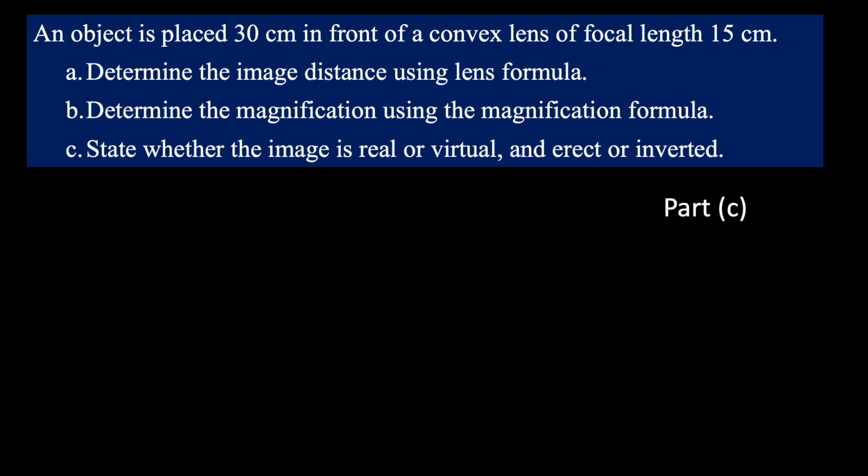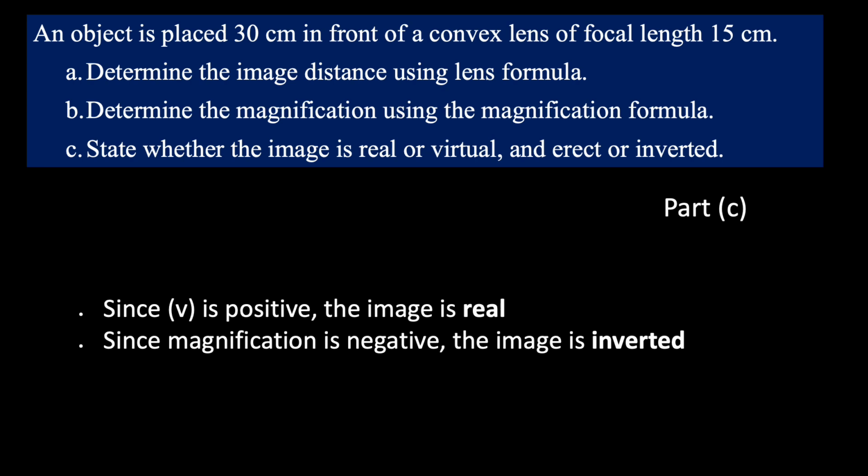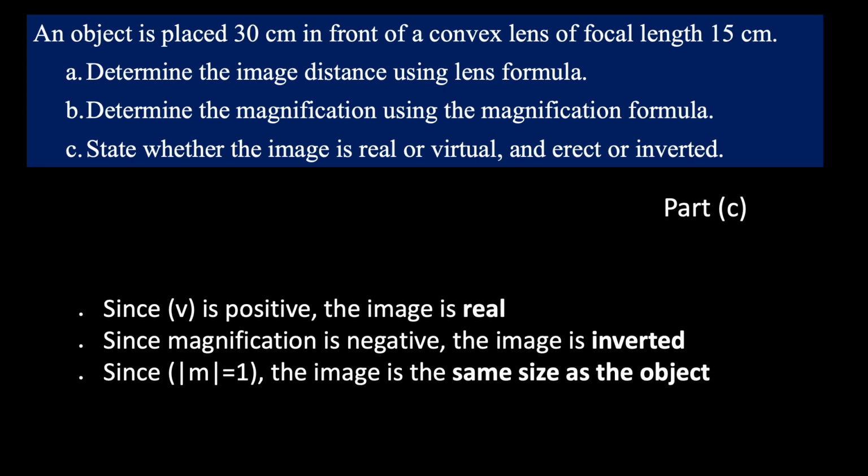Part C. Since V is positive, we say that the image is real. M is negative, so image is inverted. The absolute value of M is 1, so we can say that image is the same size as the object. If M was greater than 1, image is bigger than the object. If M is less than 1, image is smaller than the object.